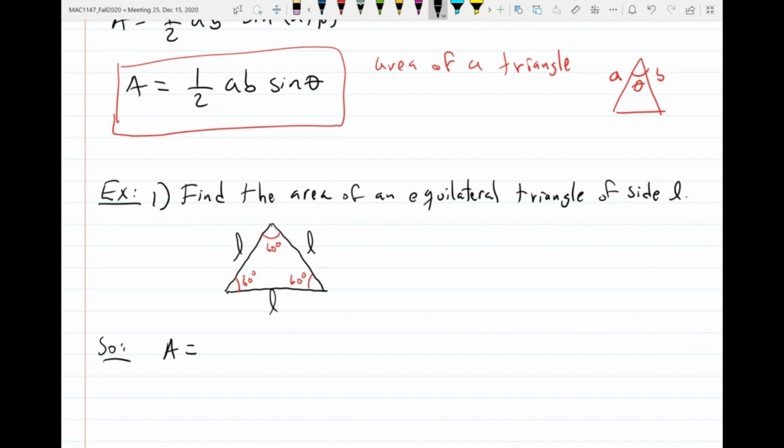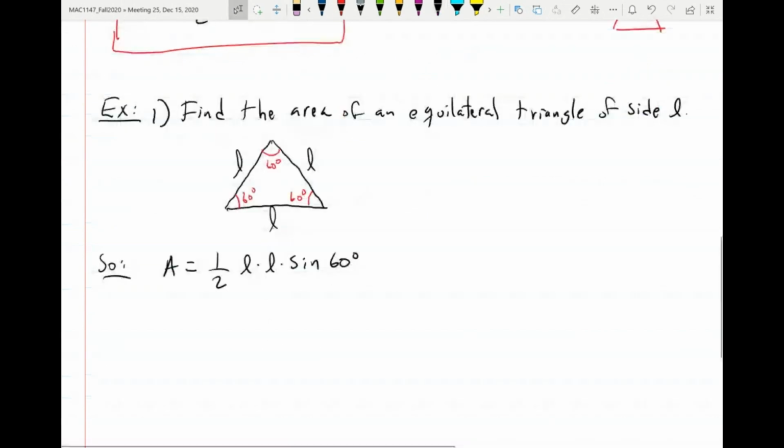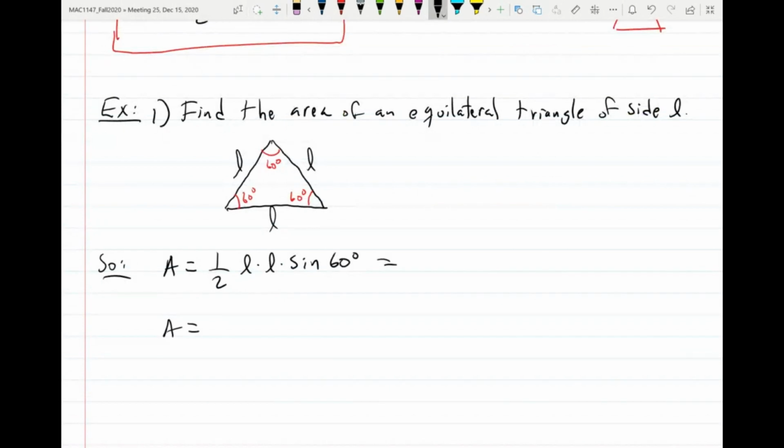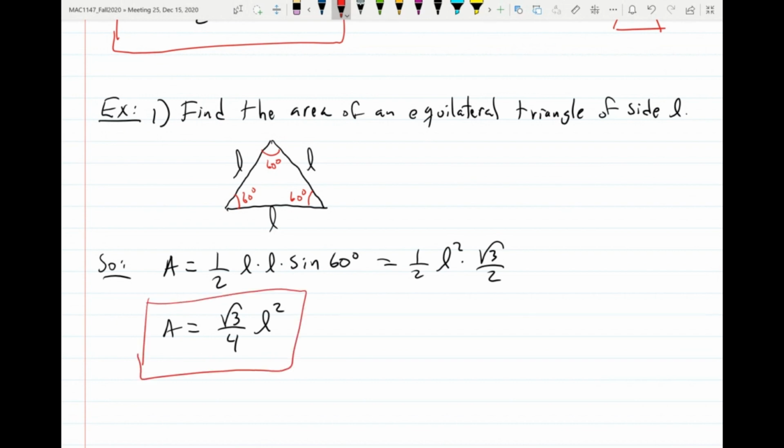So what's the area? It's going to be the product of two sides, which in this case is L. So 1/2 L times L times the sine of 60. And what do you know about the sine of 60? This would be 1/2 L squared times square root of 3 over 2. So the formula for the area of an equilateral triangle is square root of 3 over 4 times L squared. If you know the length of the side, you know immediately the area.